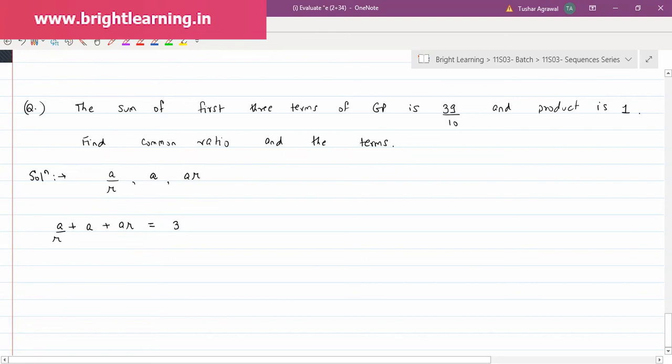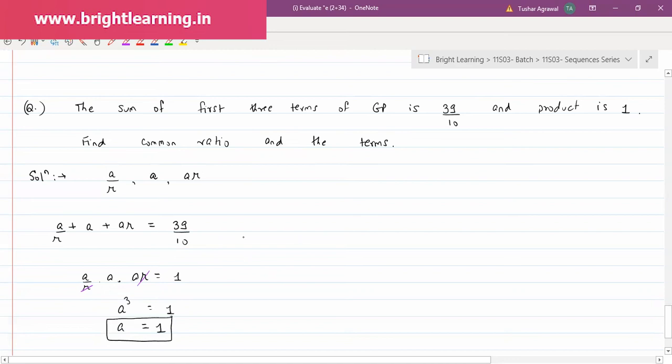This sum is equal to 39 upon 10, and the product will be equal to what? A upon R, A and AR. This is equal to 1. So the product is the easy part. R and R get cancelled. A cube is equal to 1. So can you conclude that since A cube is 1, A is equal to 1? This is the first condition that we got. So middle term we got.